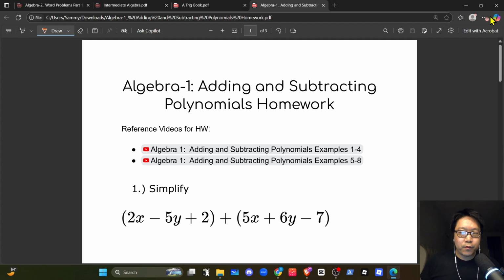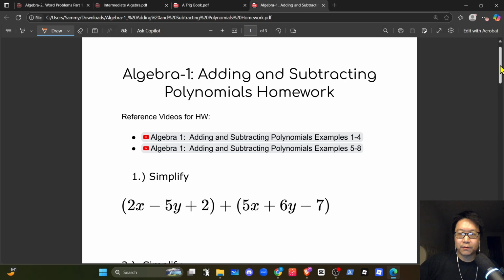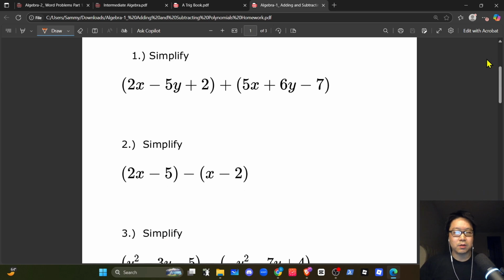Today we're going to go over the homework for the adding and subtracting polynomials lessons that we went over last time. So the reference videos for this homework are adding and subtracting polynomials, examples 1 through 4, and then adding and subtracting polynomials, examples 5 through 8. There's a total of 6 problems, and we're going to try to knock all of them out in this video. So let's start with the first problem.